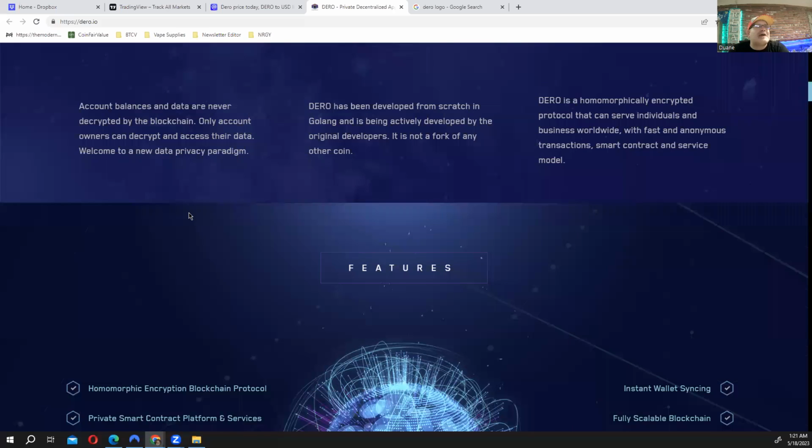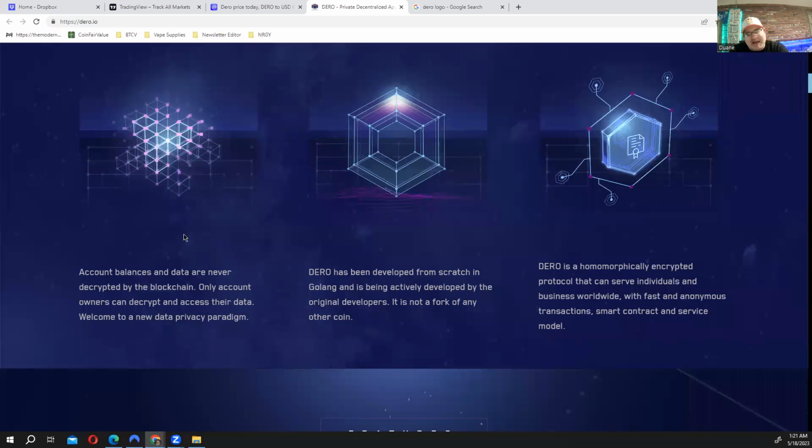One thing that I'm not a really big fan of is sometimes when you go read about these coins, if you're not up to speed on the functionality of blockchain and the programming lingo, it's hard to read. For instance, it says here, Dero is a homomorphically encrypted protocol. Now, I don't know about you, but I don't have any clue what a homomorphically encrypted protocol is. But Dero is a homomorphically encrypted protocol that can serve individuals and businesses worldwide with fast and anonymous transactions, smart contract, and service model.